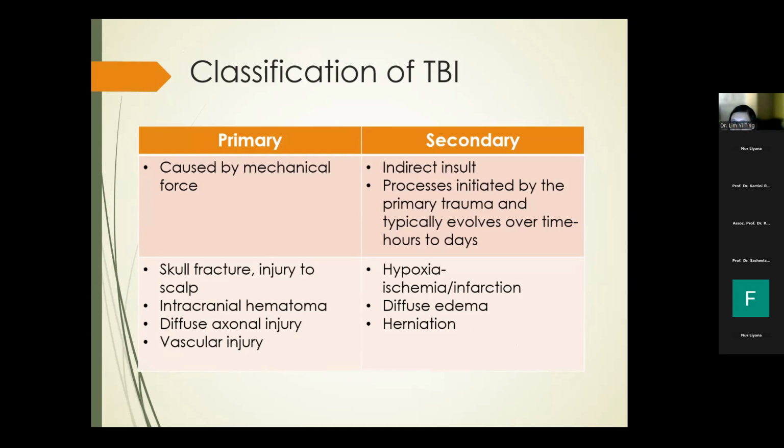So secondary lesions are actually due to the indirect insult of the trauma, usually caused by the primary trauma itself and typically evolve over times to hours and even days. So it can cause hypoxia, ischemia, encephalopathy, cerebral infarctions, and also it can cause diffuse cerebral edema and also brain herniation.